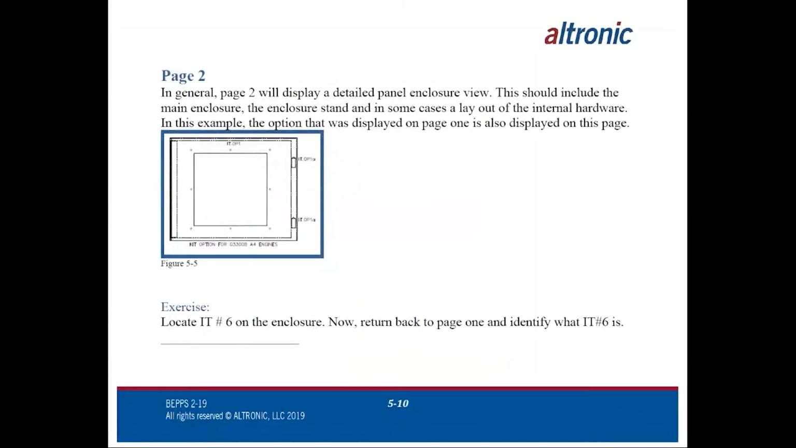So in general, now we're going to move to page 2. In general, page 2 displays details about the panel enclosure on most drawings, not all drawings. I'm just kind of following a general layout that we try to follow. We show all types of details on these. This first one is that option that I was showing you that was listed on page 1. Here is an actual drawing for that option.